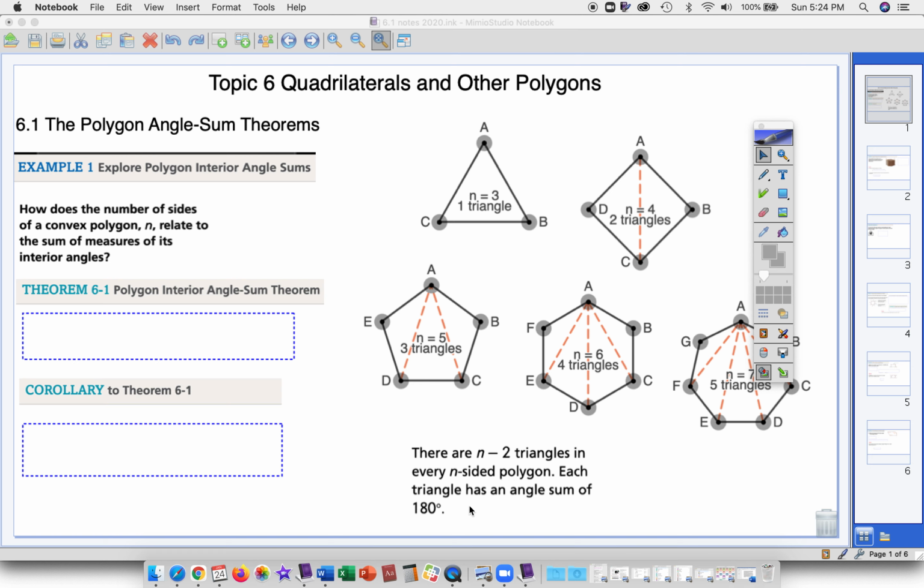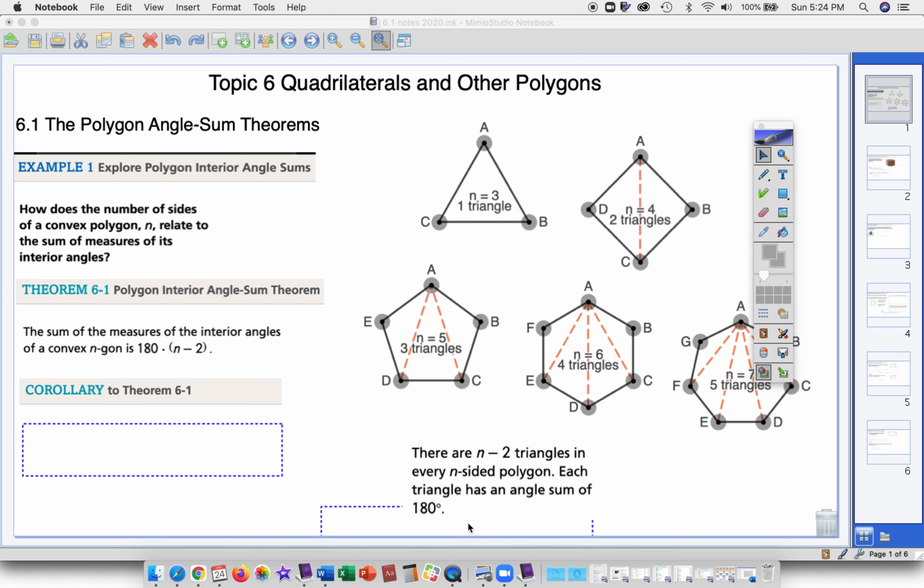Each triangle has an angle sum of 180 degrees. So our polygon interior angle sum theorem says that the sum of the measures of the interior angles of a convex n-gon is 180 times n minus 2.